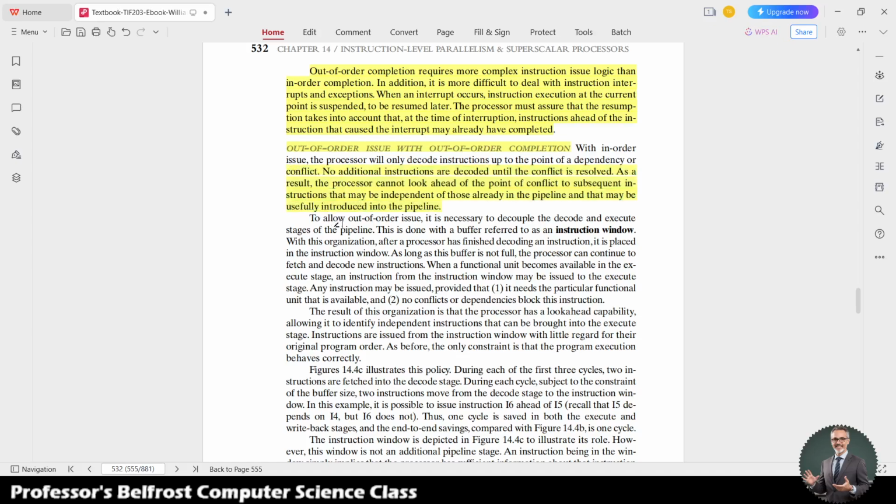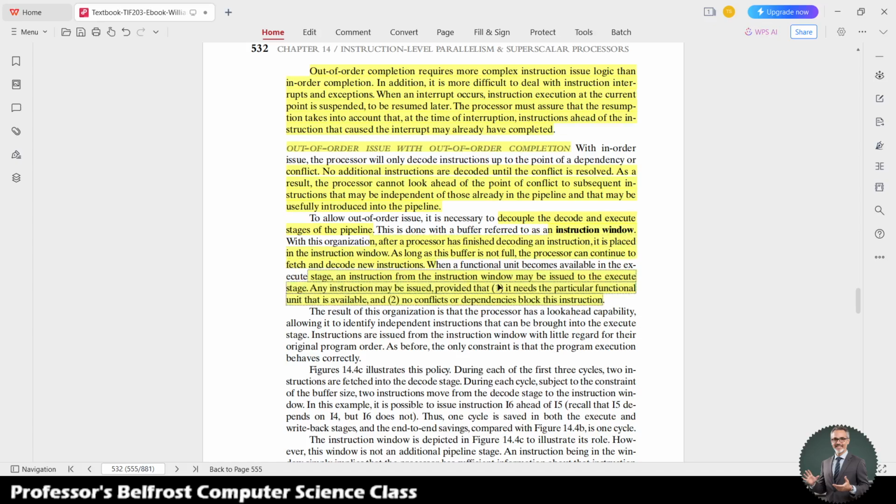And to allow out of order issue, it is necessary to decouple the decode and execute stages of the pipeline. This is done by using a buffer referred to as an instruction window. With this organization, after a processor has finished decoding an instruction, it is placed in the instruction window. As long as this buffer is not full, the processor can continue to fetch and decode new instructions. When functional units become available in the execute stage, an instruction from the instruction window may be issued to the execute stage.